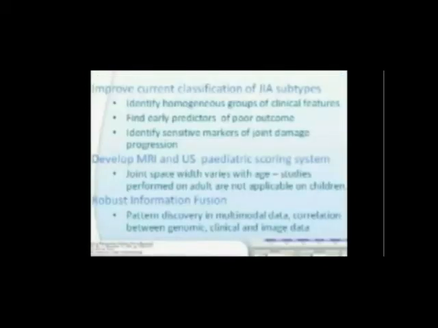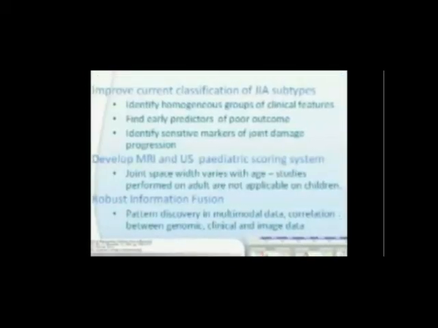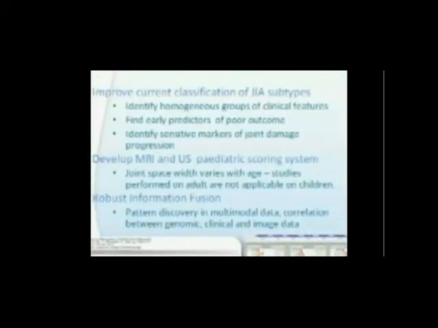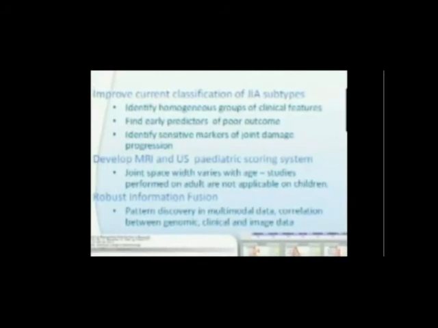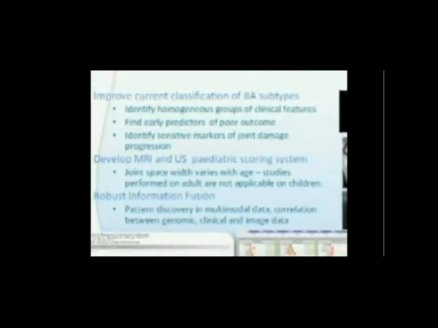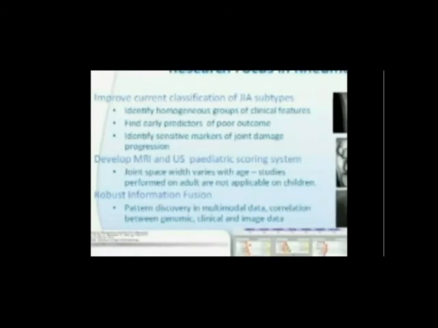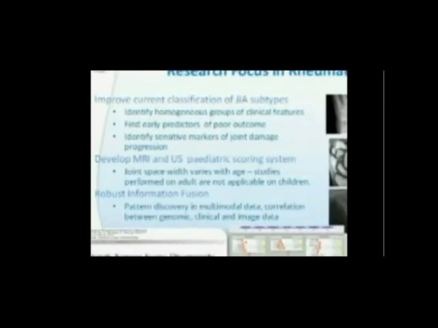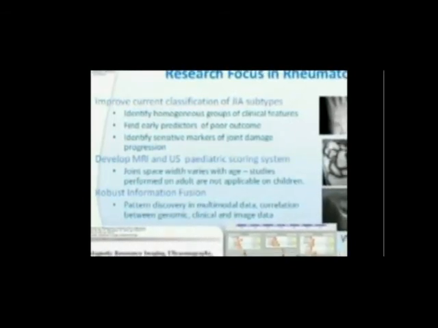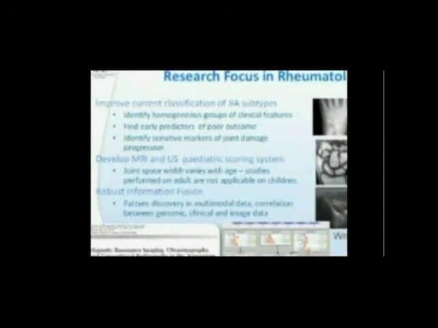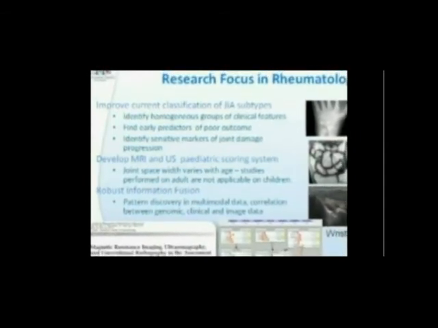The juvenile idiopathic arthritis study covered 3 main areas. The first goal was to improve current classification of juvenile idiopathic arthritis subtypes, identifying homogeneous groups of clinical features, finding early predictors of poor outcome, and identifying sensitive markers of joint damage progression.